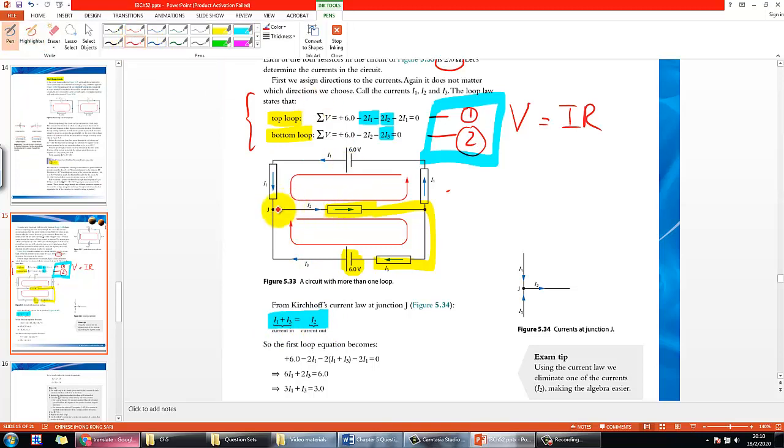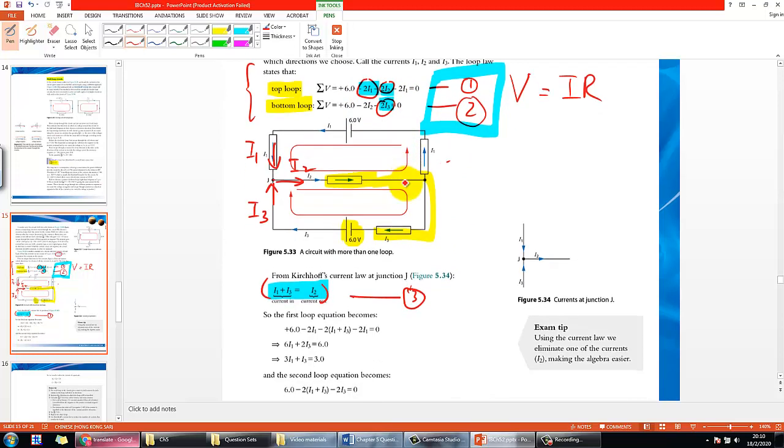So if you look at the junction J here, you see that this is I1, this is I2, and this is I3. What you can see is I1 and I3 would merge at J and go to I2 in this direction. So that's why you have this equation as the third equation. Using three equations, you should surely be able to solve three unknowns.